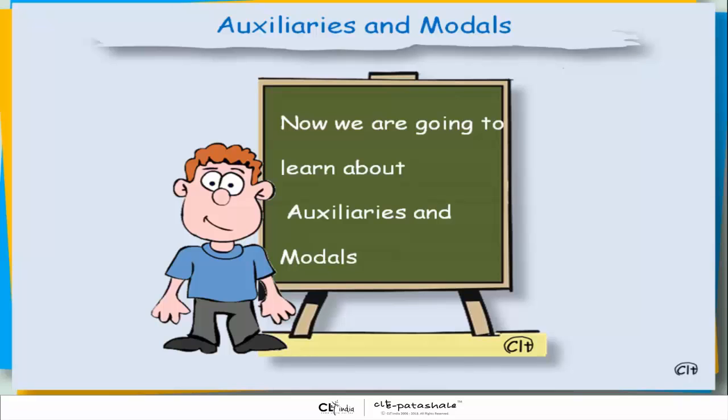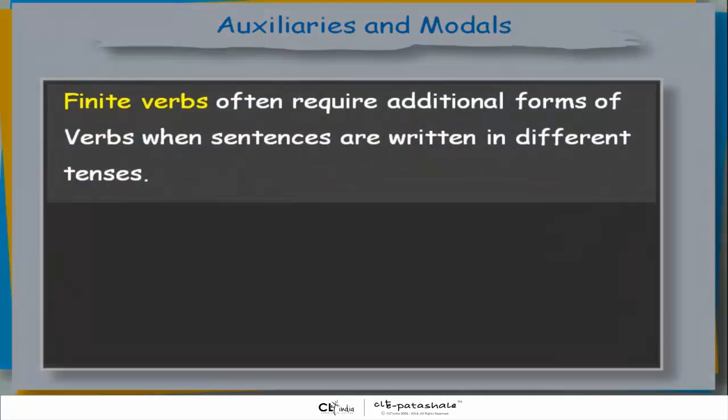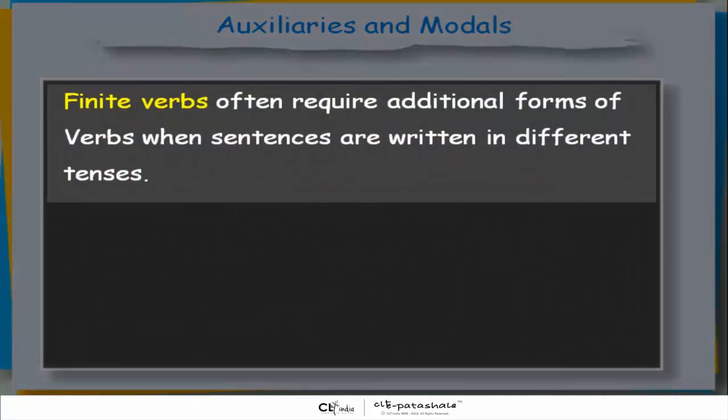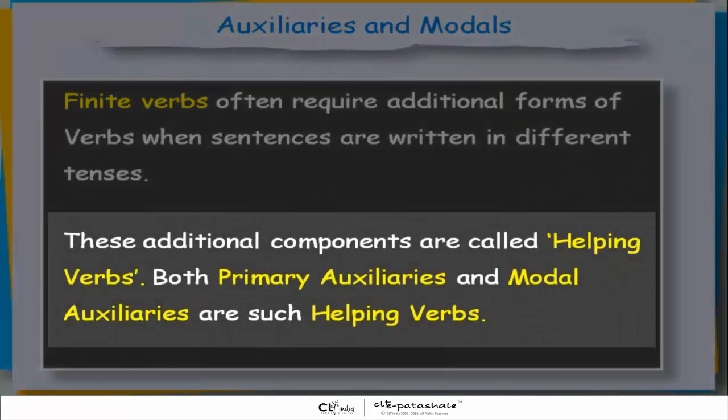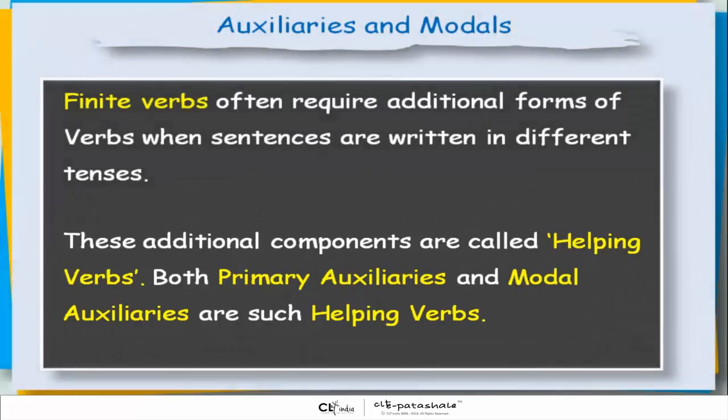Now we are going to learn about auxiliaries and modals. Finite verbs often require additional forms of verbs when sentences are written in different tenses. These additional components are called helping verbs. Both primary auxiliaries and modal auxiliaries are such helping verbs.